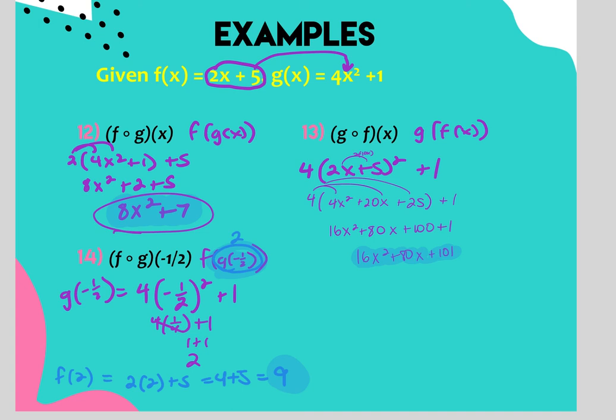Questions on those? Landon. In 13, because you took the f, I took this and I plugged it into this x, that x is squared. So that whole thing gets squared.